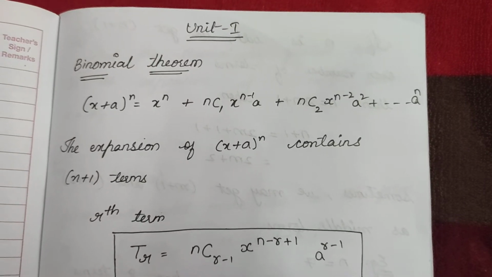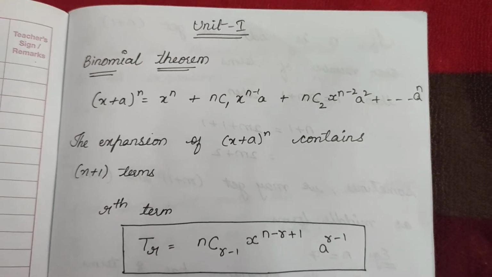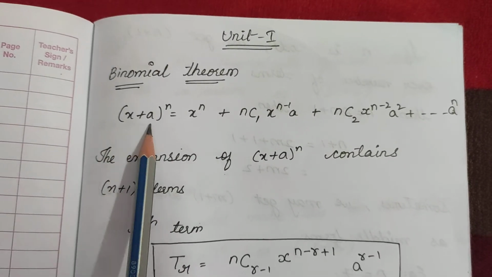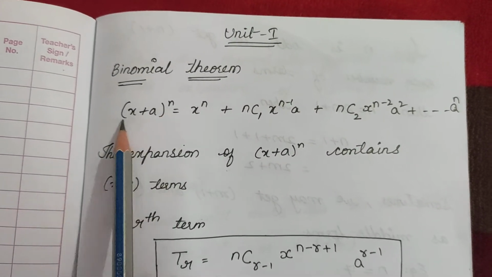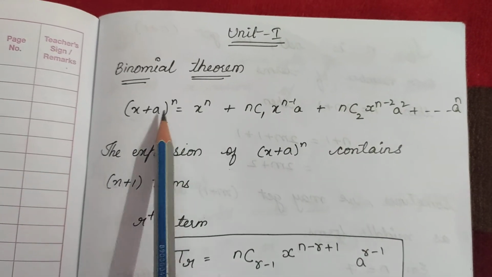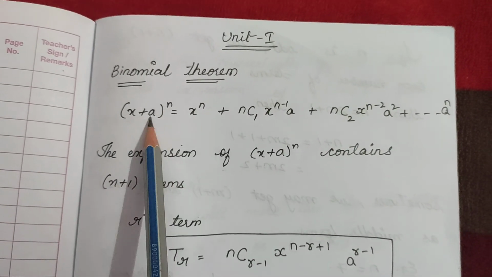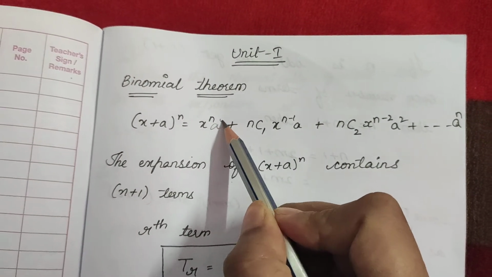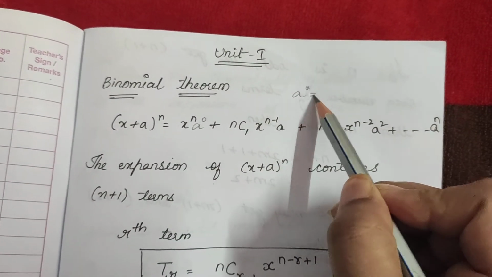Today we are going to learn the binomial theorem. What is the binomial theorem? (x plus a) whole to the power n. The expansion is x to the power n and a to the power 0. Here a to the power 0 is equal to 1.